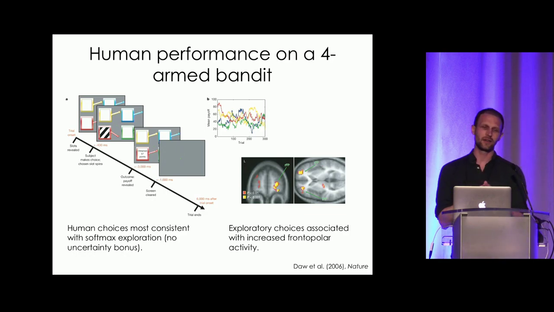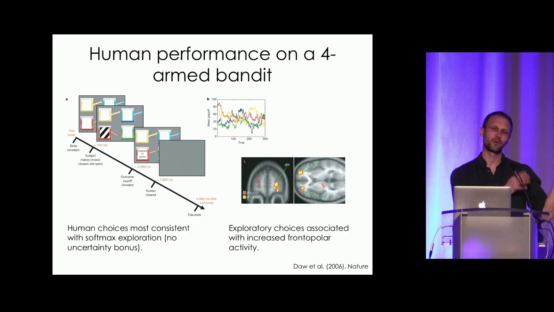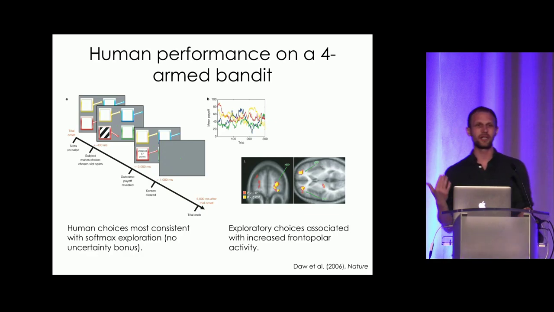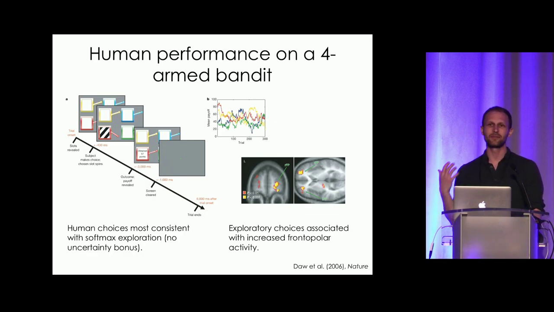Looking at his fMRI data, he categorized trials into exploratory and exploitative choices, the exploratory choices being the trials in which a subject chose an action which was suboptimal according to the estimated value function. So that was a kind of model-based categorization of trials, and he found that on those trials, frontopolar cortex was more activated compared to exploitative trials. So this was a putative neural correlate of exploration. This is the area of your brain that's activated more when you're exploring compared to when you're exploiting, at least as determined by this model.